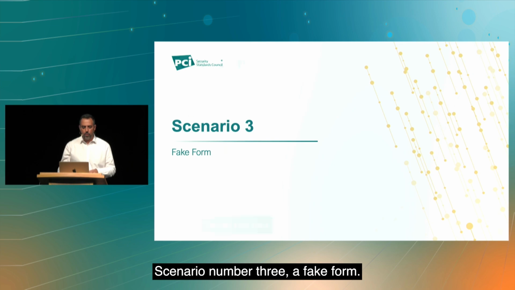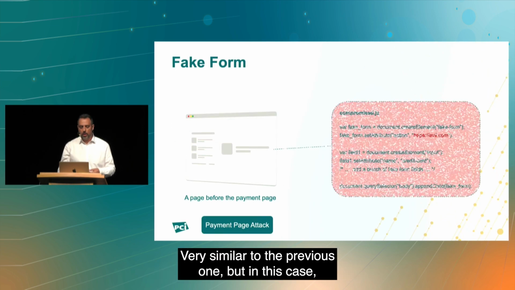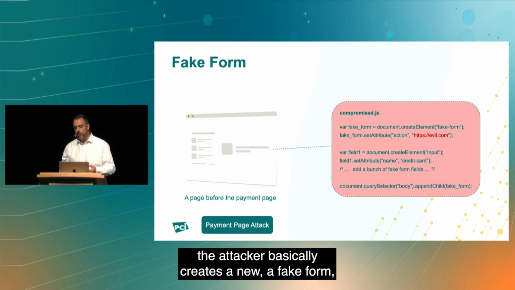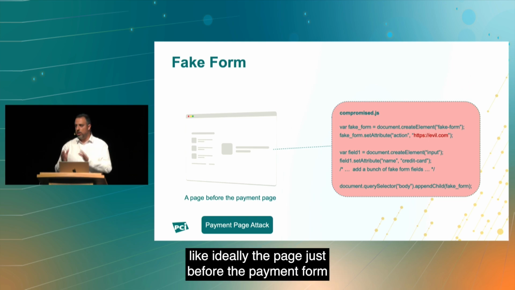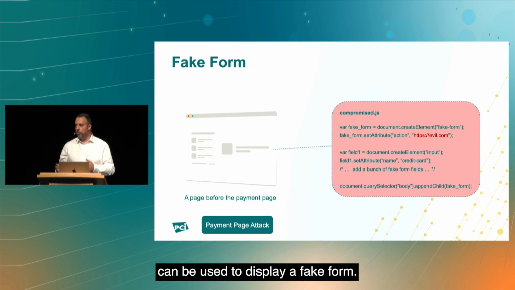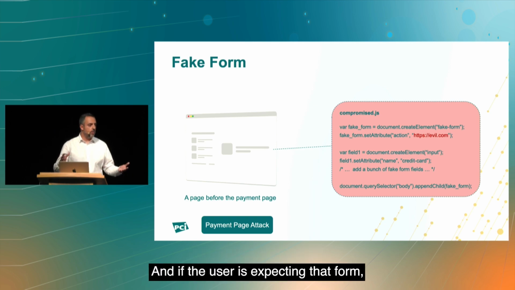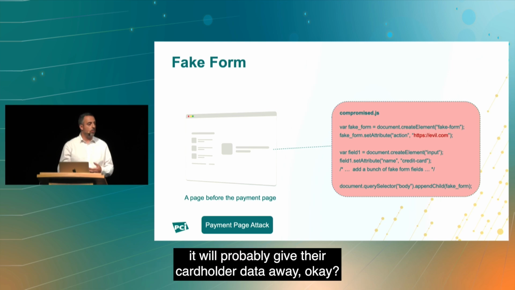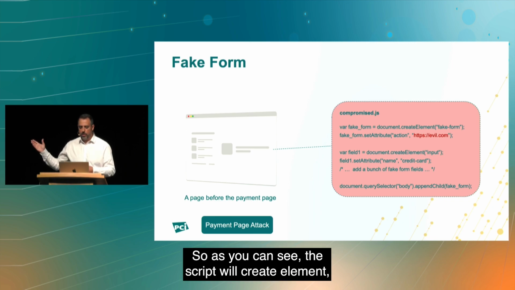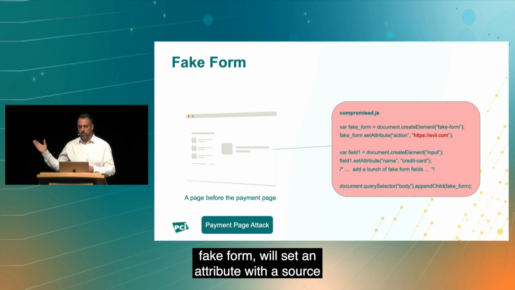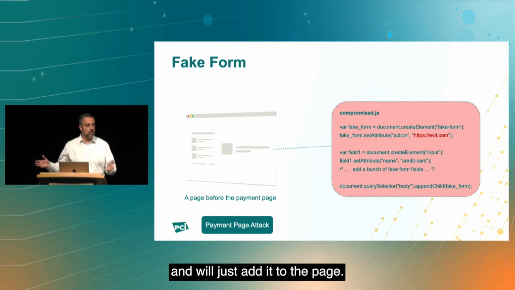Scenario number 3, a fake form, very similar to the previous one, but in this case, the attacker creates a new fake form, but not to overlay the real form. It can actually use any page, ideally the page just before the payment form, to display a fake form. And if the user is expecting that form, they will probably give their cardholder data away. Okay? So as you can see, the script will create an element, fake form, set an attribute with the source, and just add it to the page.